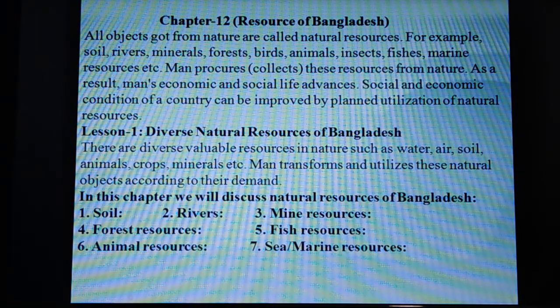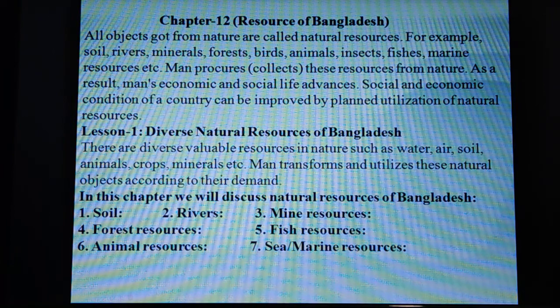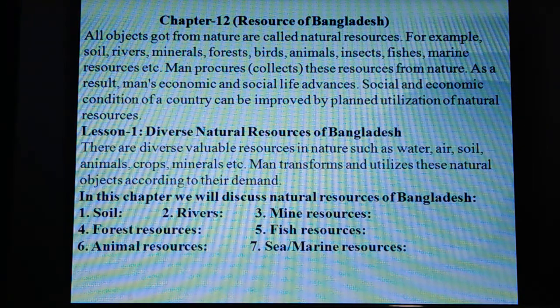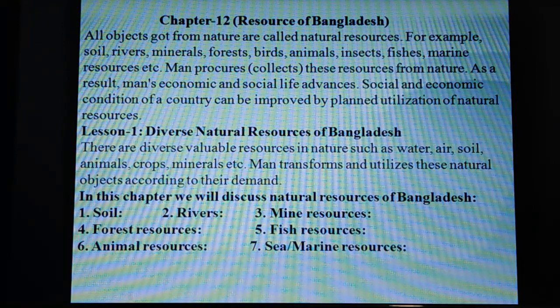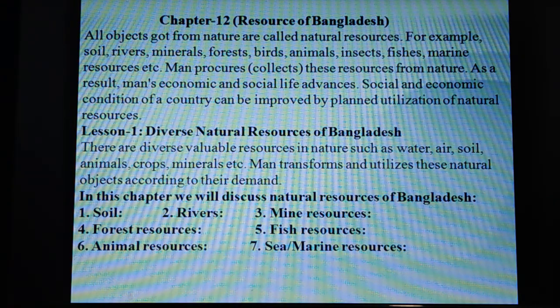Lesson 1. Diverse natural resources of Bangladesh. There are diverse available resources in nature such as water, air, soil, animals, crops, minerals, etc. Men transform and utilize these natural resources according to their own demand. Basically, chapter 12 lesson 1 includes 7 natural resources of Bangladesh. They are soil resource, river resource, mine resource, that is mineral resource, forest resource, fish resource, animal resource, and sea resource.